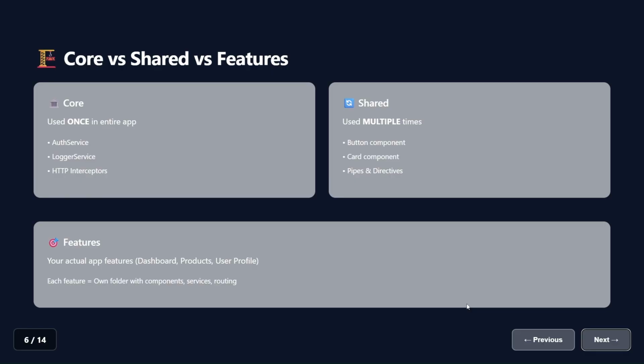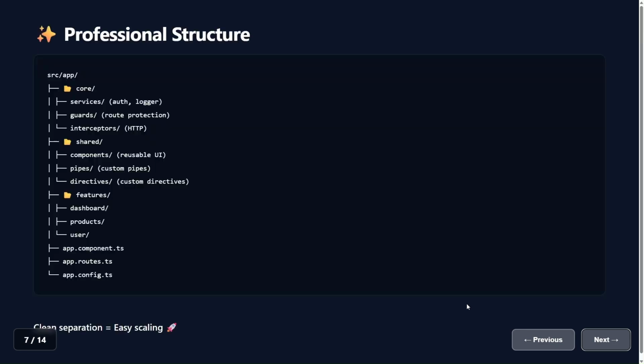Then next one is the feature folder. This is where your actual app features live. Each feature gets its own folder, like dashboard, products, user profile. Each feature has its own component, service, and routing. This separation keeps your code clean and scalable. Here is a screenshot of the professional structure using the core, shared, and feature folders.